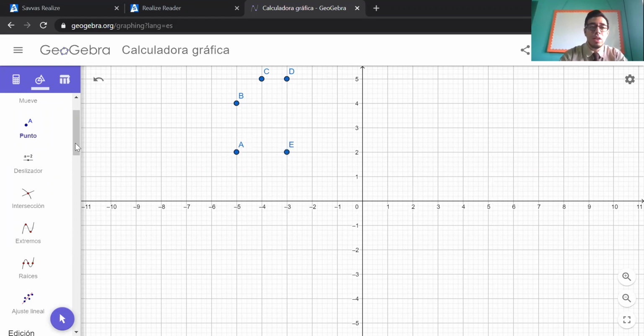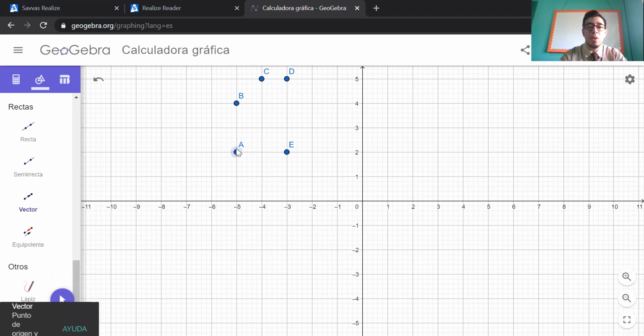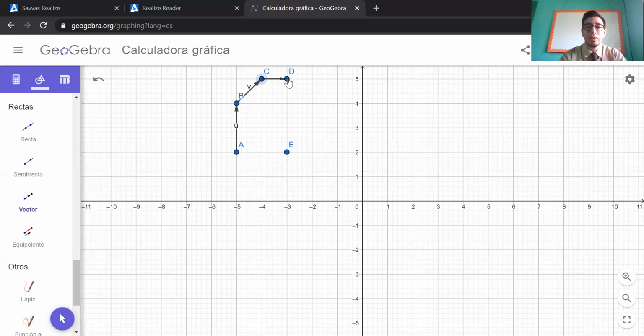So this is the figure that we have. We are going to complete it using this part, okay? So A and B and C, we connect all the points. Remember, when you do this in your notebook, you need to use a ruler, okay? So we can see.